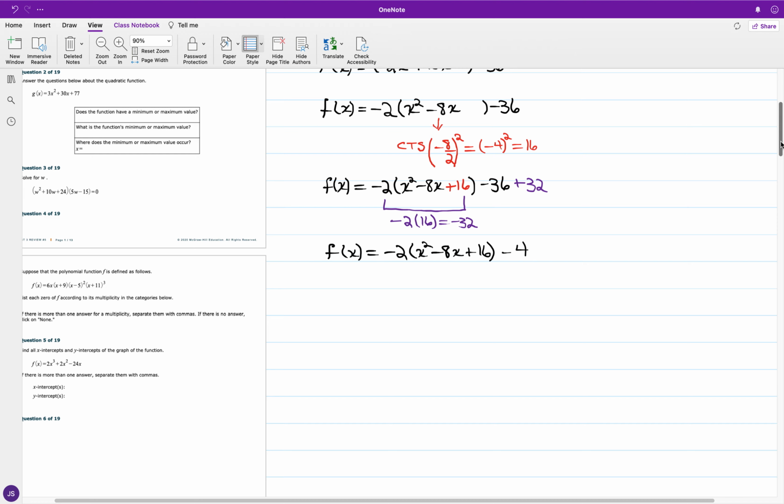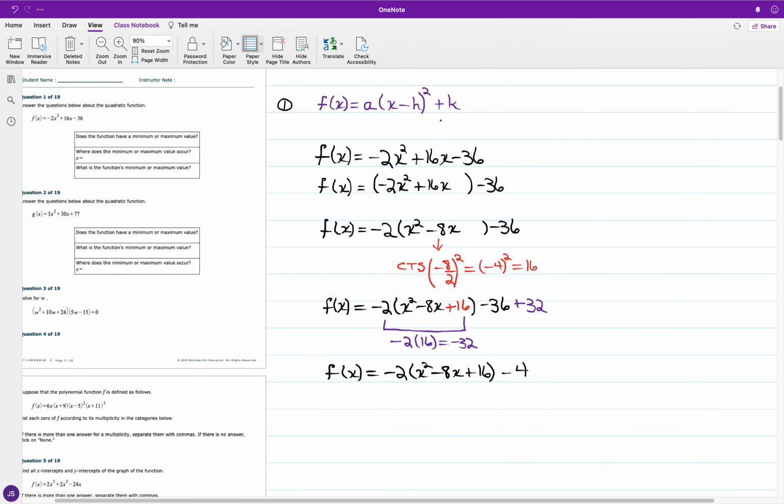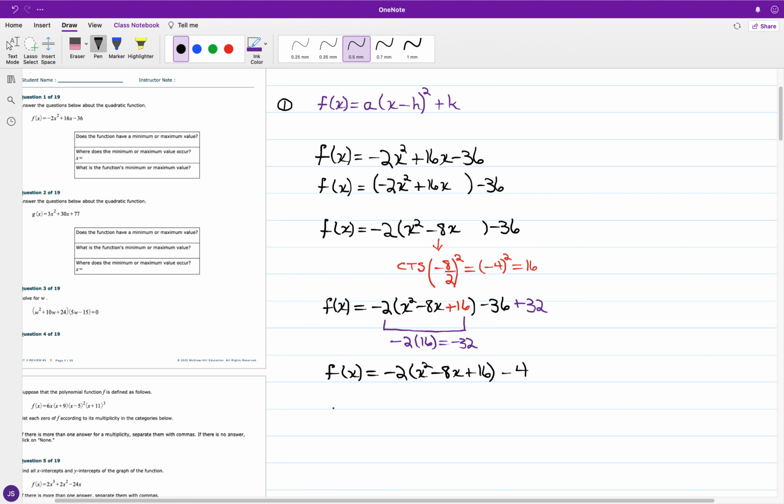Just double checking here. I want to keep this level with what we had before. So we got negative 2x squared. Negative 2 times negative 8x will multiply out to 16x. Negative 2 times 16 is negative 32. Negative 32 minus 4 is negative 36. So I'm on track. And now, for what we're going to have in the result as I convert to vertex form.